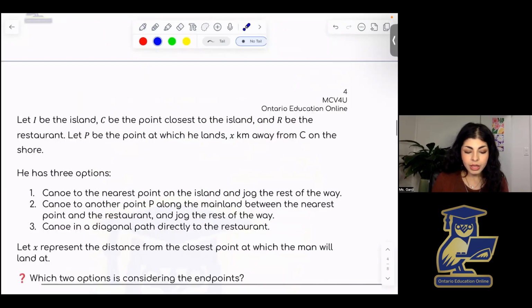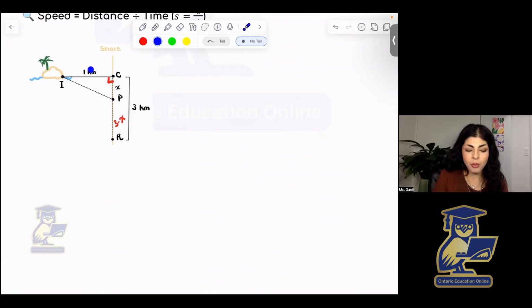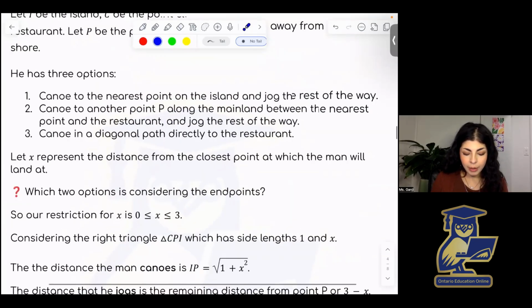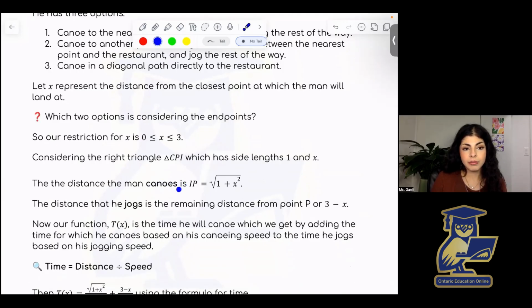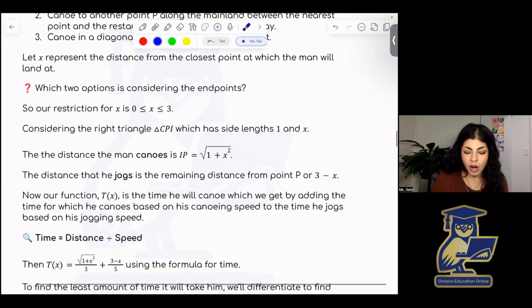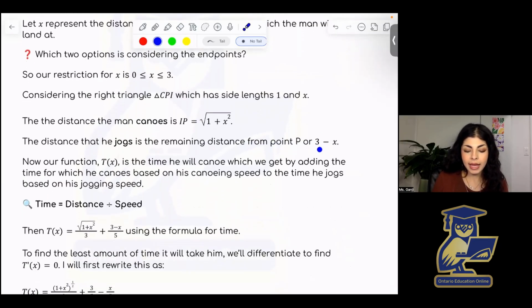So now, considering this triangle here, CPI, we have x here and we have 1. So we want to know what this distance is, which is also the distance that he will be canoeing. So this is now the Pythagorean theorem. So the distance that he canoes or paddles is given by IP, which is square root of 1 plus x squared. And the distance that he jogs is the remaining distance from point P, which is also 3 minus x. So he canoes this distance and he jogs this distance.